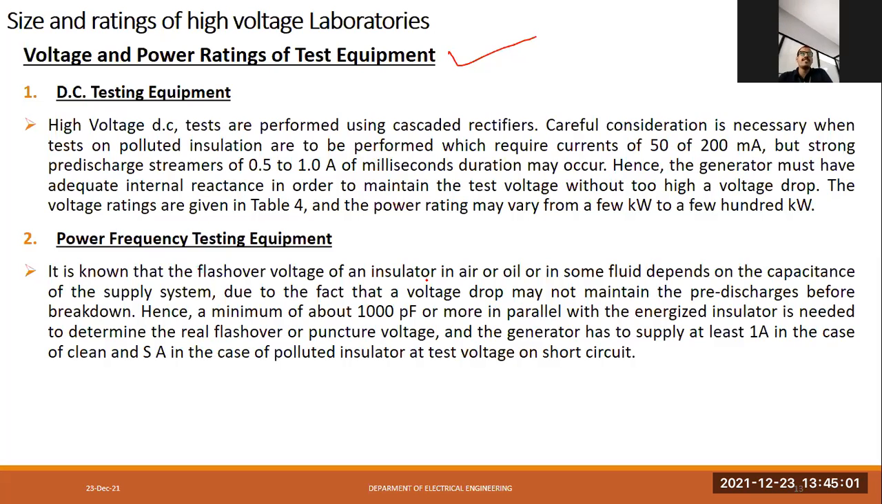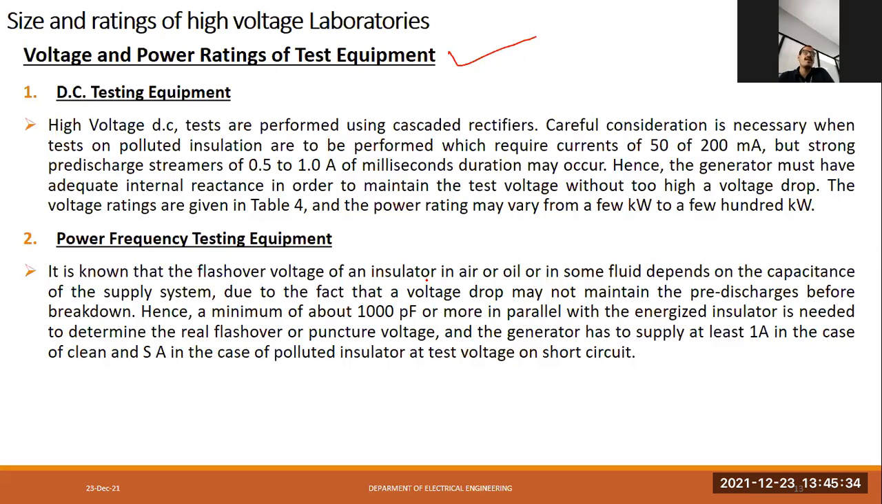If suppose my voltage and current rating are changed, then my power rating will obviously change. So in case of the power frequency testing equipment, as we know, there is a flashover occurring on the insulator, or suppose in oil or air immersed or some fluid, the voltage depending on the supply of the system at that time may drop, and that may get disturbed due to the pre-discharge, which happens before the breakdown.